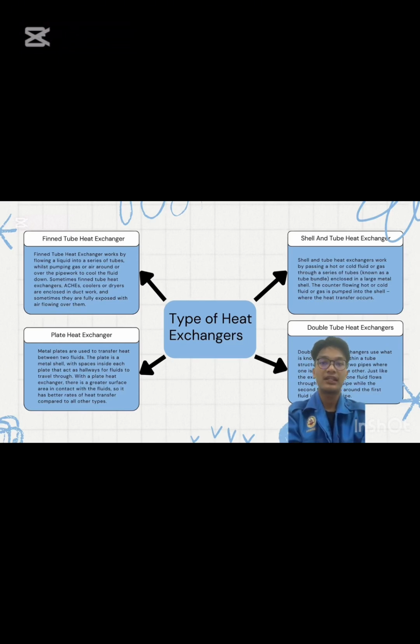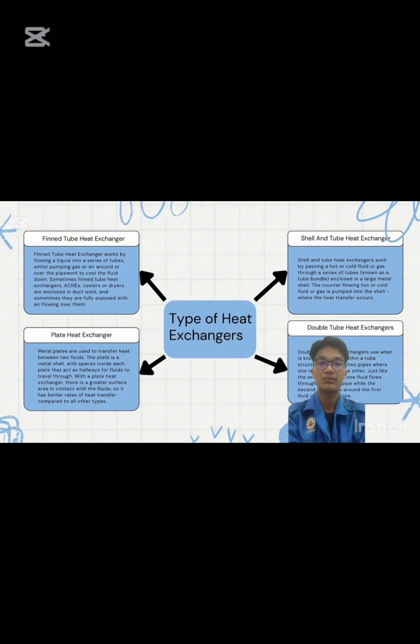Third, plate heat exchanger. Metal plates are used to transfer heat between two fluids. The plate is a metal shell with spaces inside each plate that act as hallways for fluids to travel through. With a plate heat exchanger, there is a greater surface area in contact with the fluid, so it has better rates of heat transfer compared to all other types.